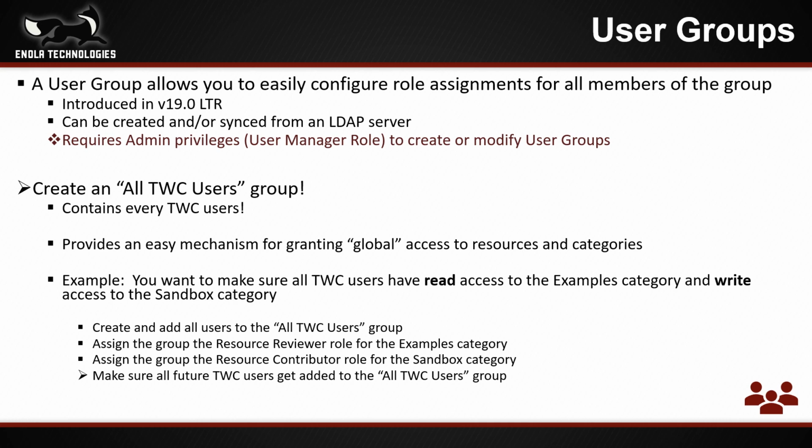But back to the example, what you would do is just create that all Teamwork Cloud users group and add all your users to it. And then anytime you wanted to give all Teamwork Cloud users access to something, you would just assign that group to that role. So in our example, we would assign the group to the resource reviewer role for the examples category and assign the group to the resource contributor role for the sandbox category. And then you've got to make sure that all future Teamwork Cloud users get added to that all Teamwork Cloud users group when their accounts are created, and you will easily have global access to libraries, sandboxes, and things like that. So I highly recommend trying to take advantage of this.